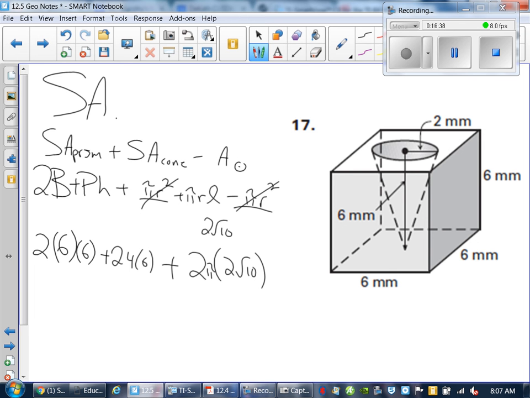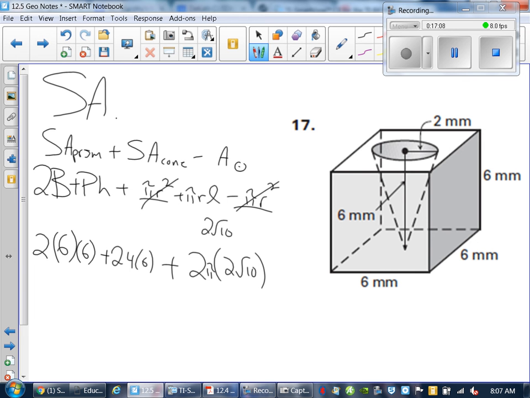Now, if I'm doing volume with this, do I have to do anything? No. I don't have to do anything with the volume when I'm adding things together. I don't have to worry about formulas or backing anything out, because I can still fill this all full of water and I'll have the same amount. Whereas if I'm trying to wrap this up in wrapping paper, I'd have to subtract out 2 of those circles. Does that make sense?